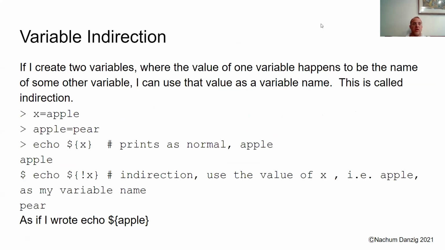This is okay. Now, if I create 2 variables where the value of one variable happens to be the name of some other variable, I can use that value as a variable name. This is called indirection. This is a little bit complicated. What this means is like this. It's kind of like a pointer, but let's see.